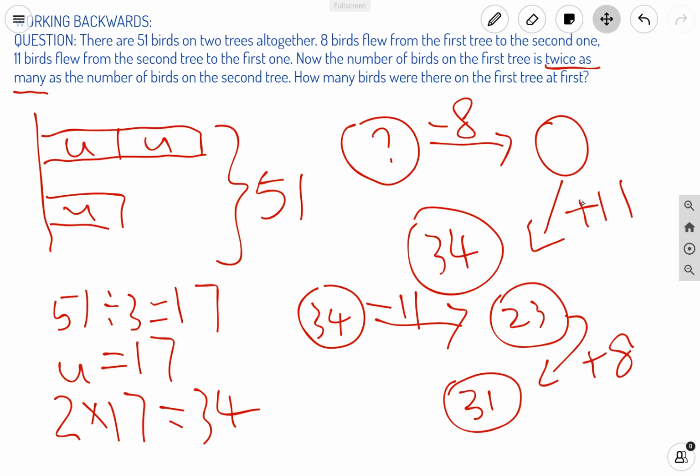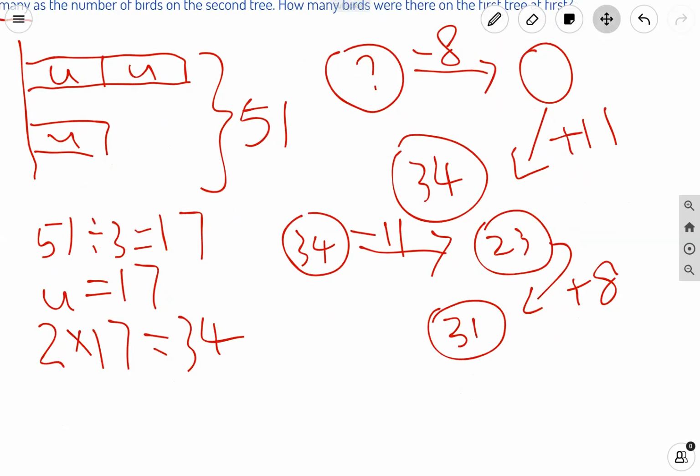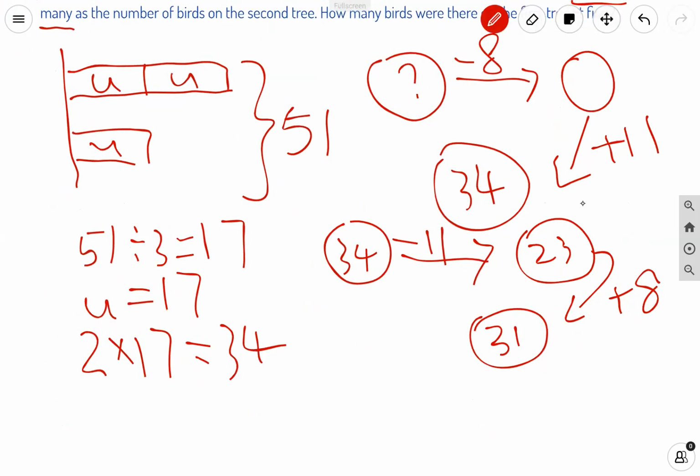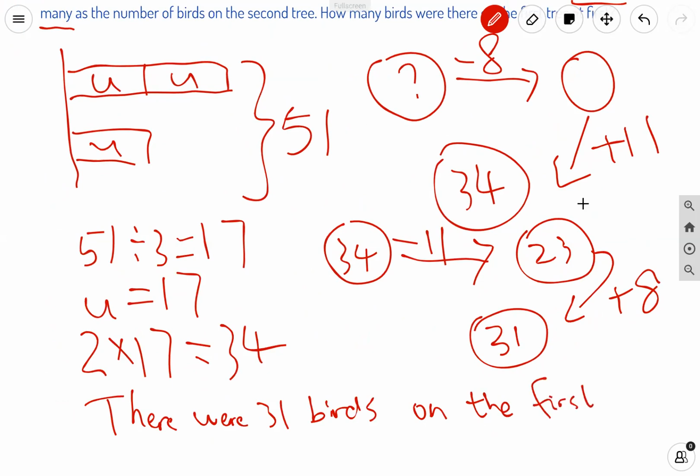We have got the answer already, but there's a step missing. We must write the final statement. Let's write this final statement. There were 31 birds on the first tree at first.